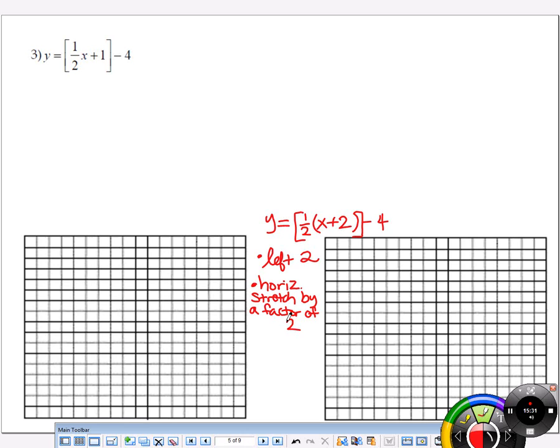So again, I know the horizontal stuff is crazy, okay? So we're going to list it first every time and try to get through all of that stuff, right? So we've said what the 2 does. We've said what the 1/2 does. Now we can move on to our vertical stuff. So the vertical stuff, the only thing that's happening outside the brackets is the -4. So what kind of transformation is that? Down 4, okay?